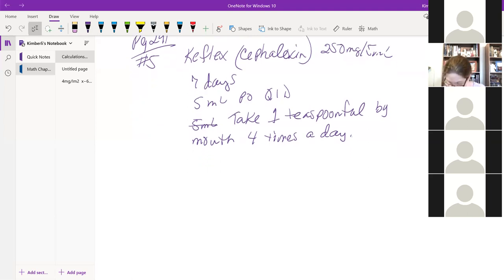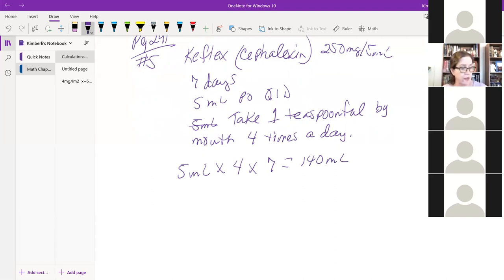Okay, so that's how to write the directions as they should appear on the customer's bottle, but what volume of medication is needed to prepare this? So how much are they taking at a time? 5 mL. How many times a day? 4 times for 7 days. Okay. Equal 140. So they should get 140 milliliters, right?